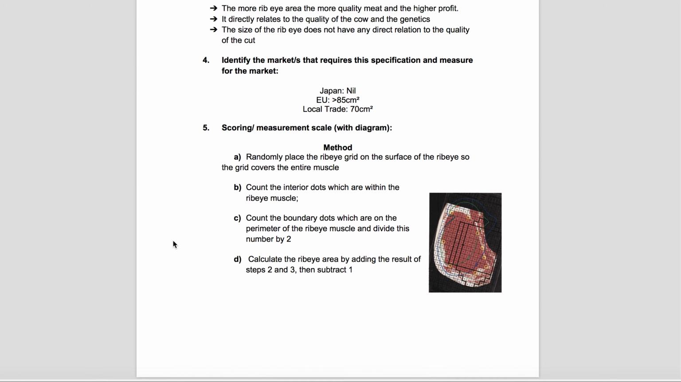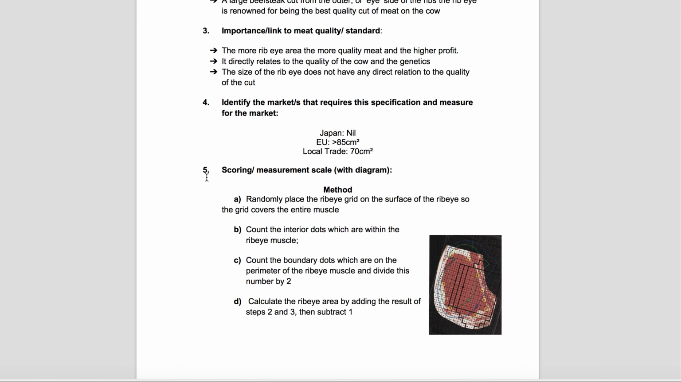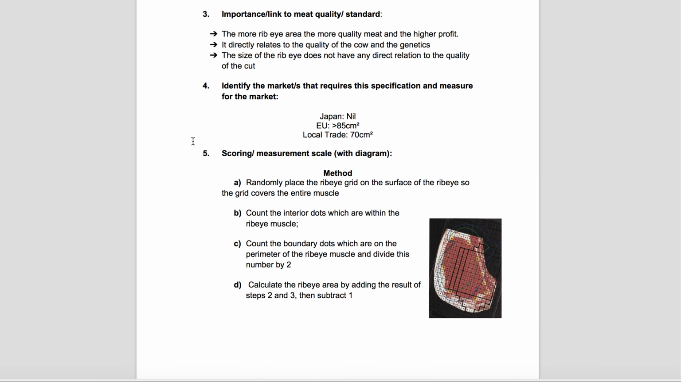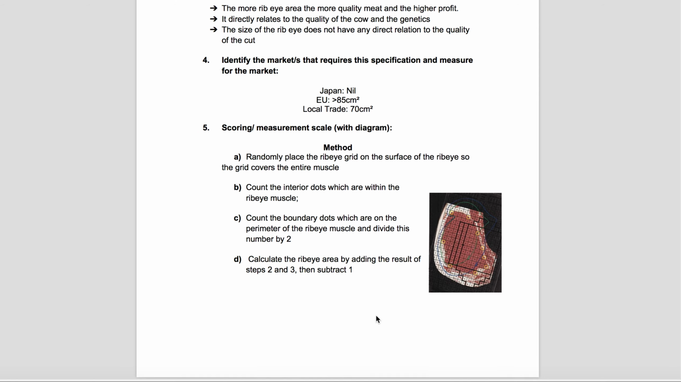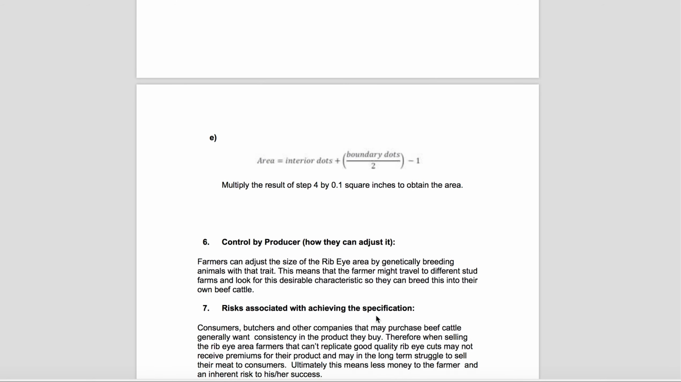Ribeye area. Ribeye is one of the best cuts of meat on the animal, and so the actual size of it down here is measured in square centimeters, and the size of it is determined mostly by breed. So you can choose animals that have better ribeye area, and you can breed those together, and then you can feed them a good diet, and they'll increase the ribeye area. So that's measured, and farmers find out what size the ribeye area is.